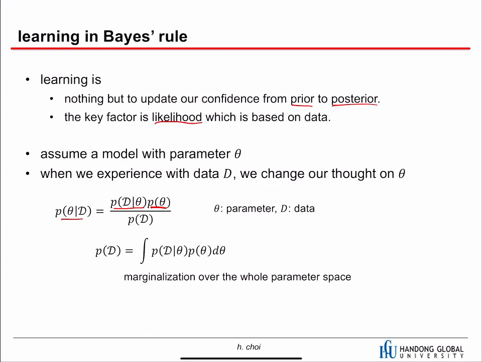Let's assume a model with parameter theta, and when we experience data sample d, then we change our thought on the theta. As I said, p of d can be obtained based on this integral, or summation if it is discrete. And the marginalization over the whole parameter space is in most cases not possible. That's the problem. That's the headache in machine learning.